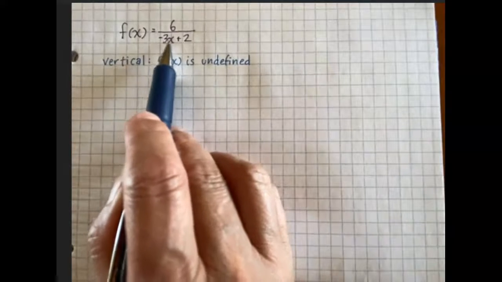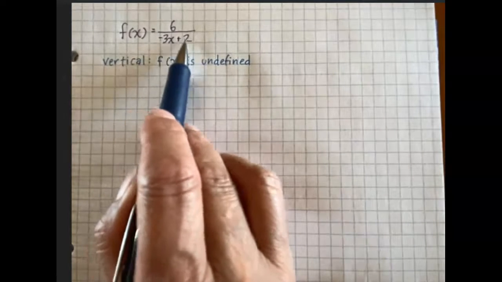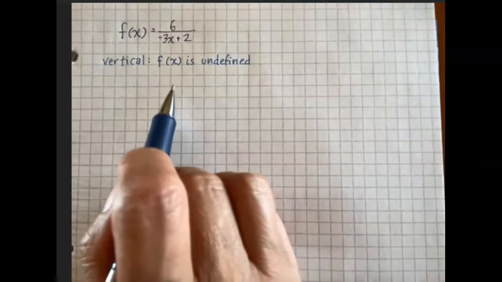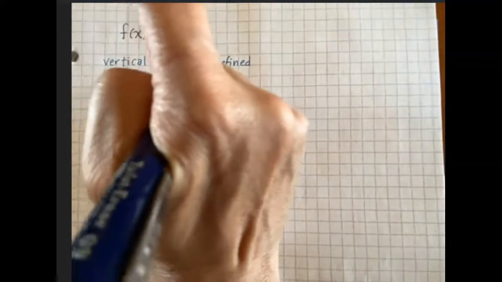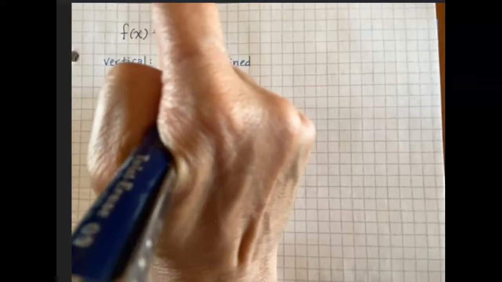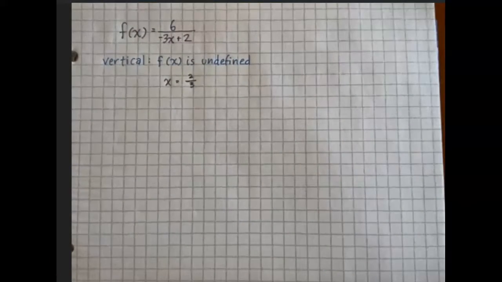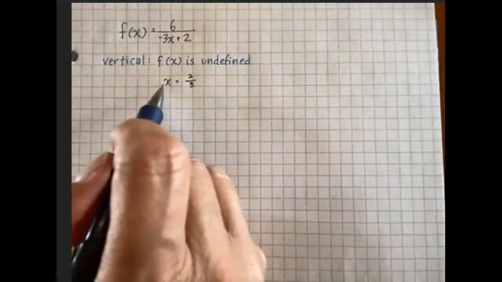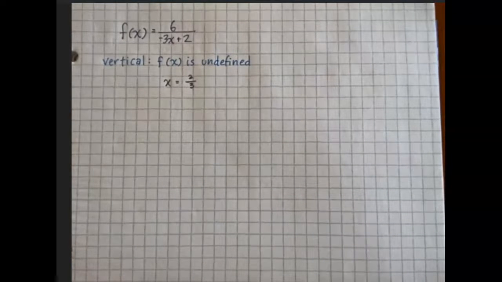Because 2/3 times negative 3 will be negative 2, and that added to 2 will give us a 0 in the denominator. So x equals positive 2/3 is our vertical asymptote. Remember, that's a vertical line, so that's another indicator that you are thinking you're on the right track.